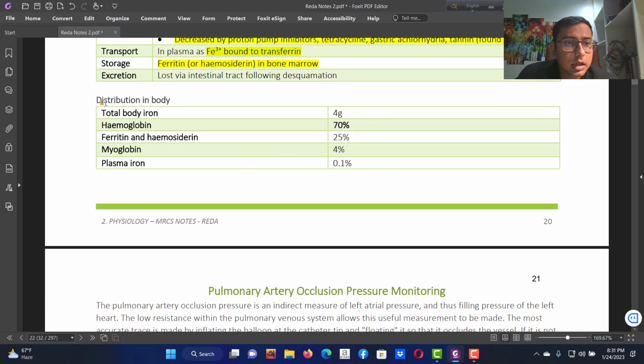Okay, and where is the most important source of iron in our body? This is hemoglobin, 70%. Then hemosiderin.